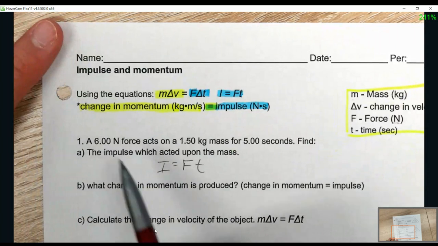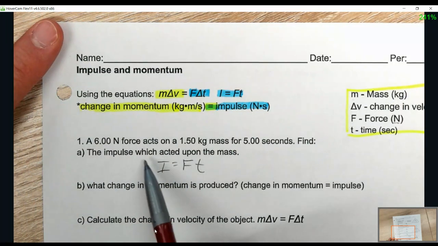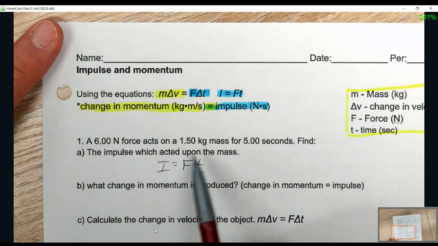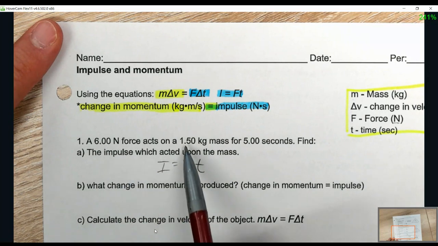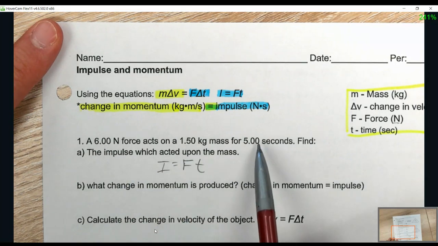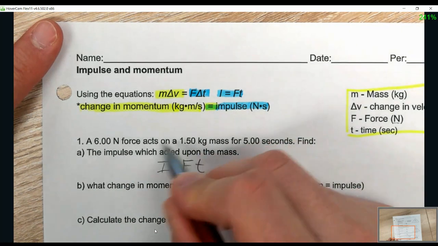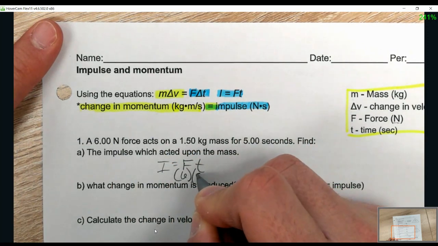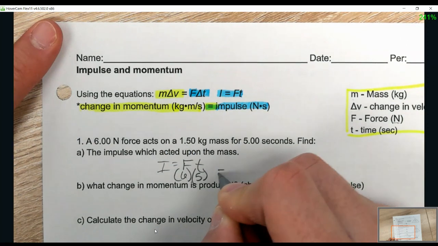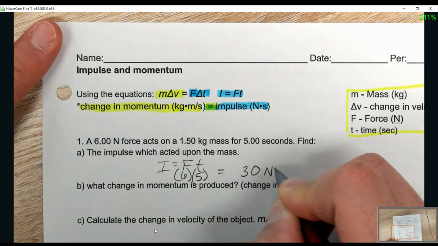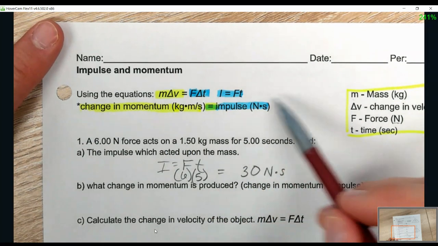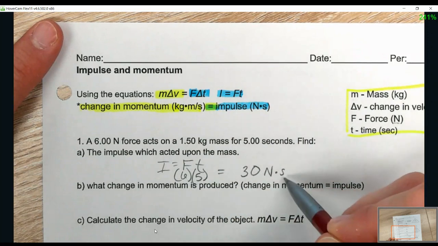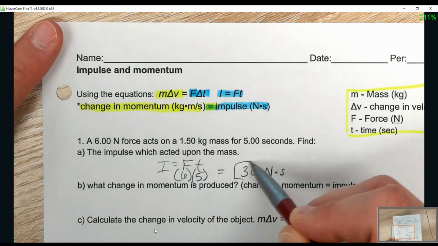So you're given three variables here. The impulse, which acted upon the mass. So you have a 6 Newton force acting on 1.5 mass for 5 seconds. Find the impulse. Well, force is in newtons, so 6. Time is in seconds, that's 5. 6 times 5 is going to equal 30. And if it's just impulse by itself, the unit is force times time, Newton times seconds.